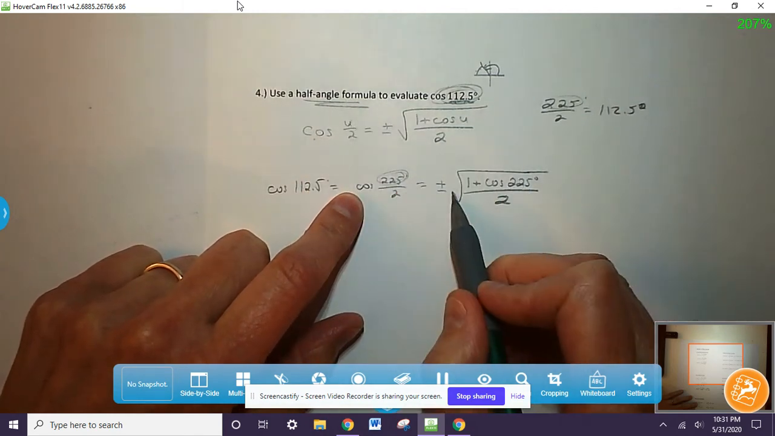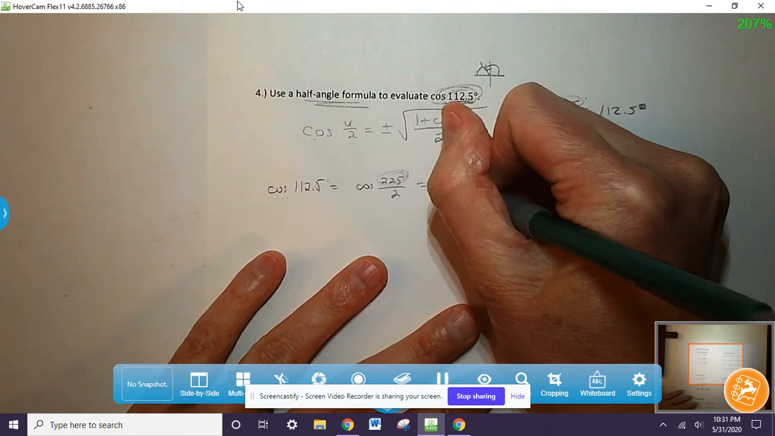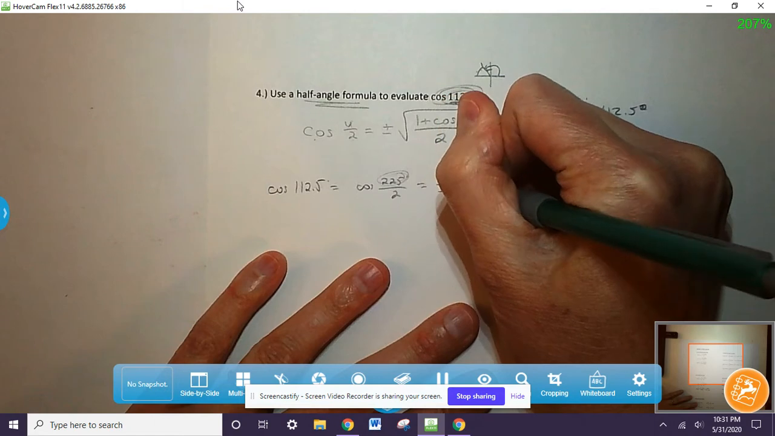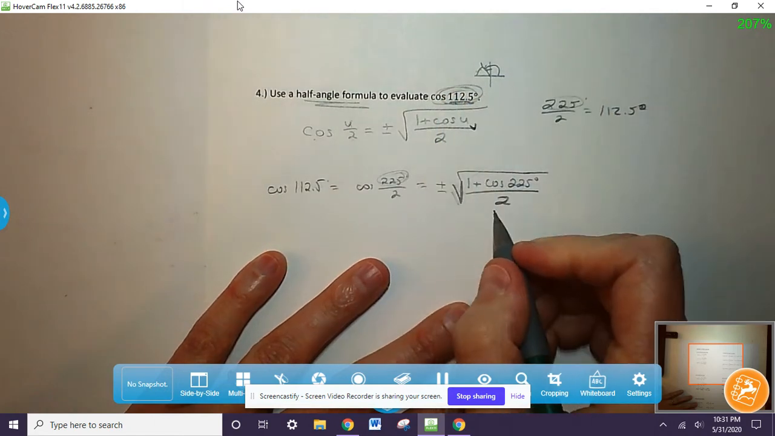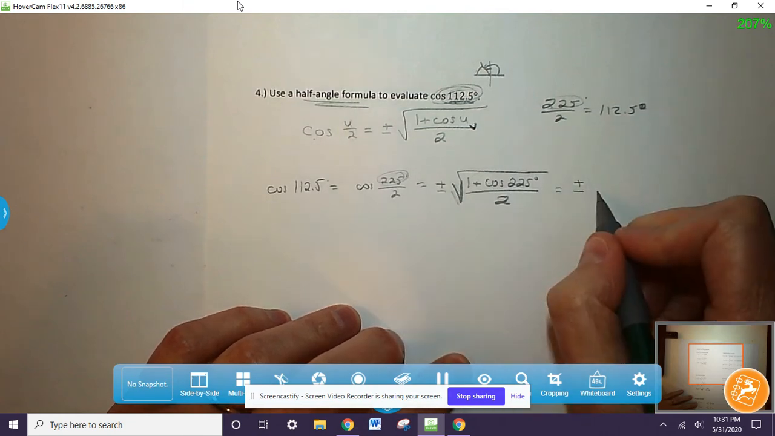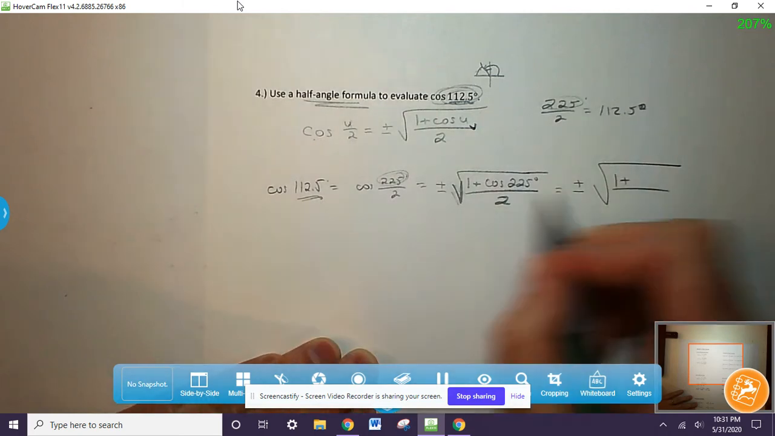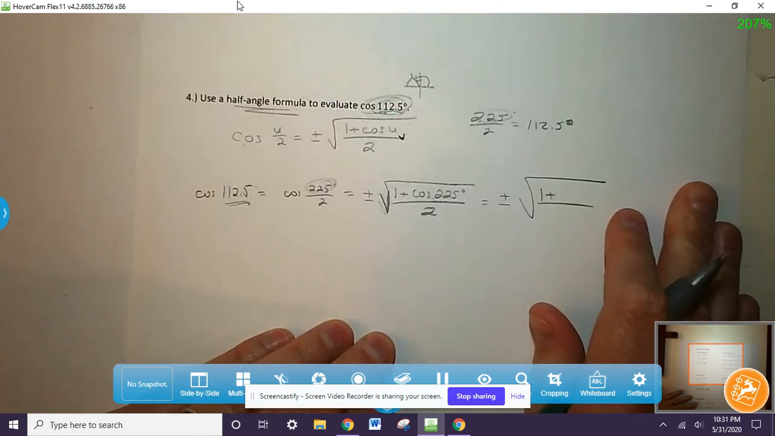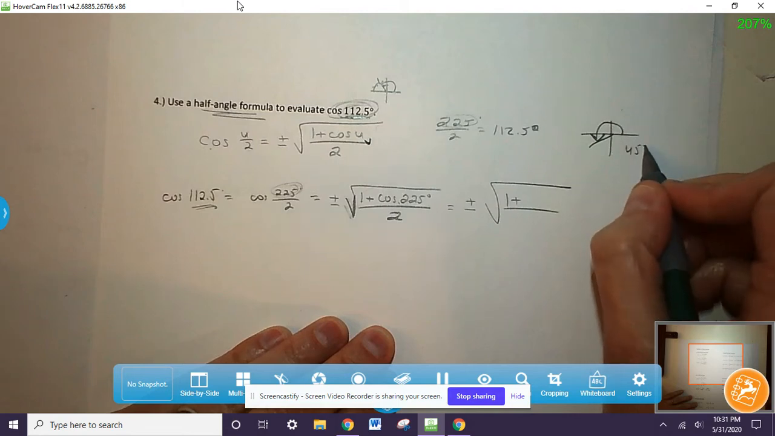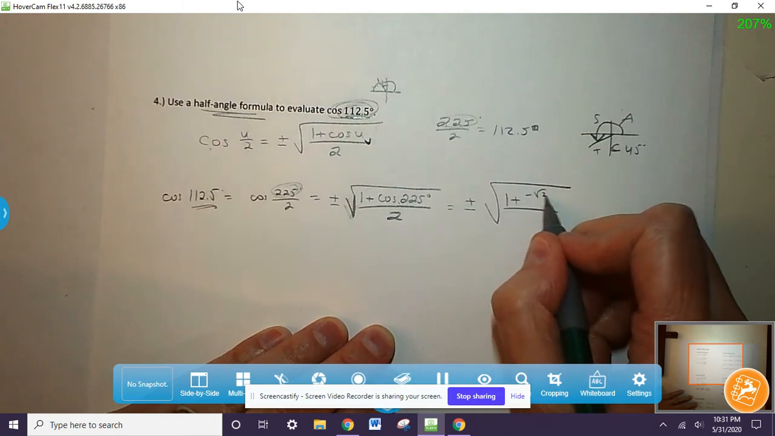And make sure that square root is big enough to cover the entire fraction, because it's not just the square root of the top. Sometimes people just do that, and that's incorrect. It's the square root of the entire fraction. All right. And let's leave that plus or minus out front for now, and let's do some work on the inside. Now, 112.5 was not special, so we weren't able to evaluate it, but 225 is special. If we think about 225, 225 degrees is in quadrant 3 with a reference angle of 45 degrees. So we can evaluate the cosine of 225, and it would be negative radical 2 over 2.